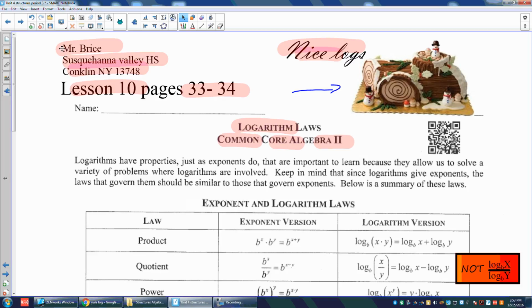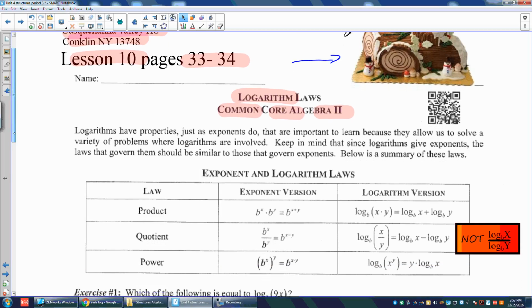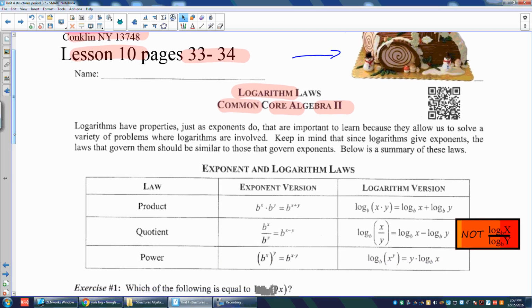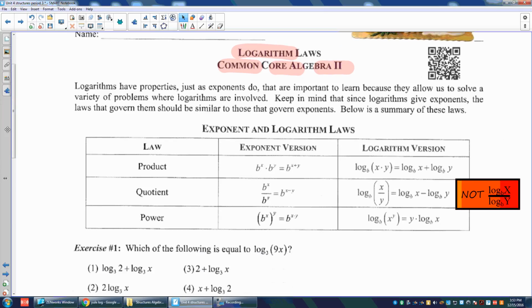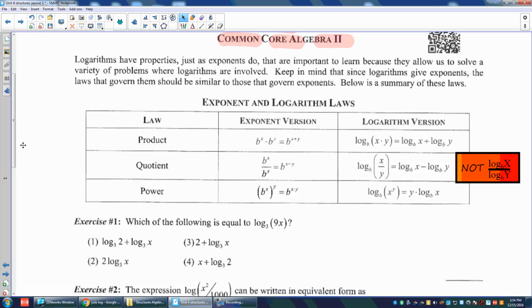So let's talk about some rules. The logarithms have properties just like the exponents do, and they're important to learn because they allow us to solve a variety of problems. We can manipulate them using these exponent and log laws. Don't break the law. Okay, I'm going to focus on the log laws.